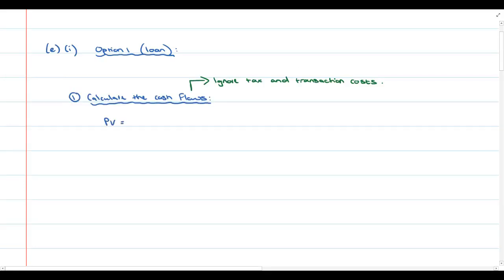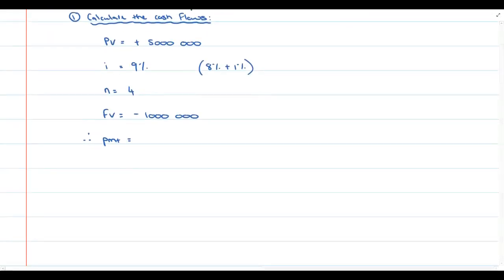So the present value is an inflow of 5 million rand. I is always the coupon rate because we are trying to calculate our cash flows over here. And interest on the loan is 1% above the prime lending rate, which you've been told is 8%. N is 4. The future value is negative 1 million rand. And you are going to solve for the annual payment, which includes an interest and capital component.